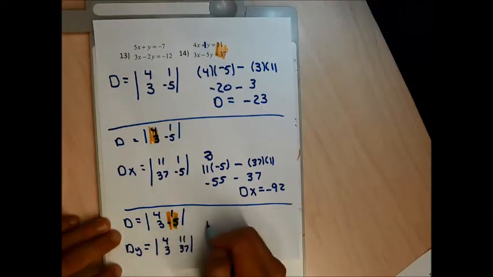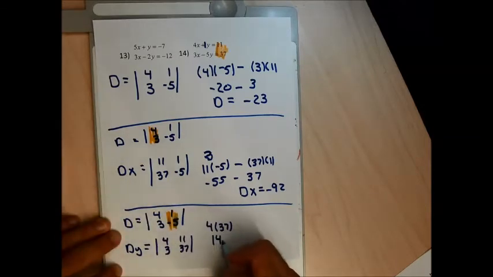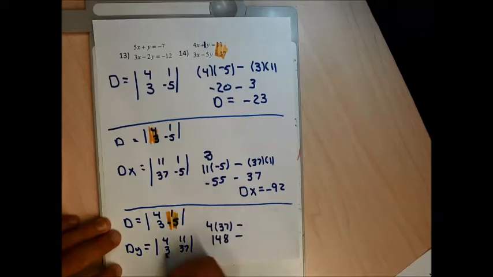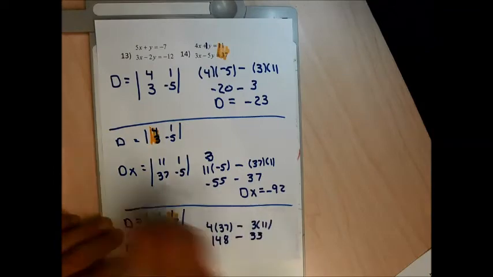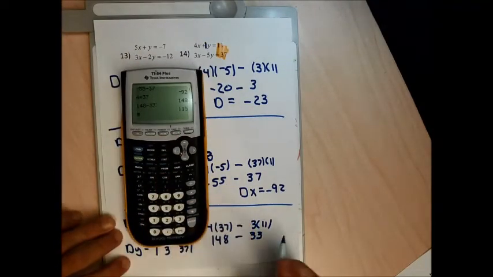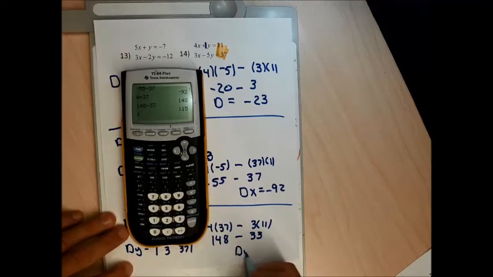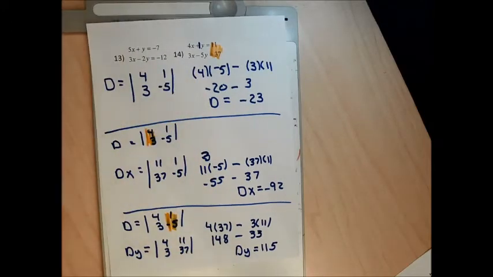And then I'm going to cross multiply down. 4 times 37, which I'm doing on my calculator off screen, is 148. Then the formula has a minus sign, and I cross multiply up and get 3 times 11, which is 33. So I'm going to go 148 minus 33 and get 115. So D sub y is going to be 115. So I've done my 3 determinants. Now I need to do my 2 divisions.